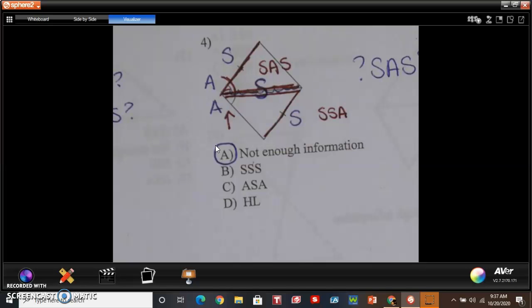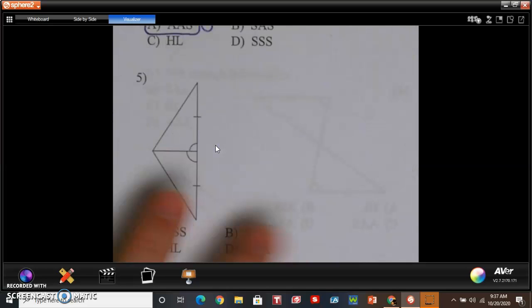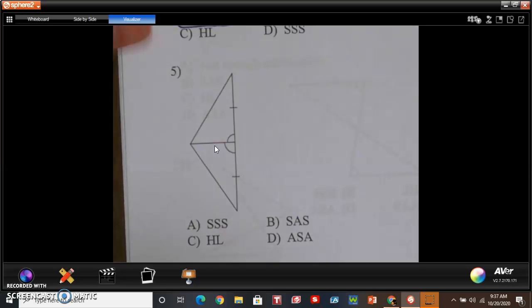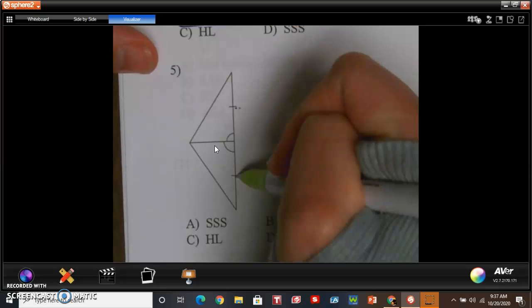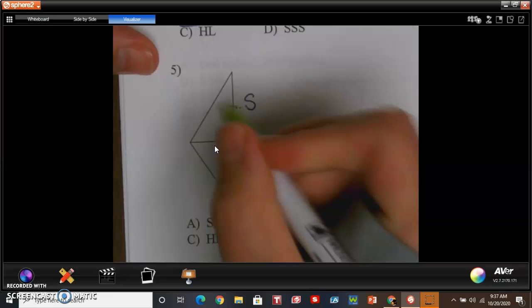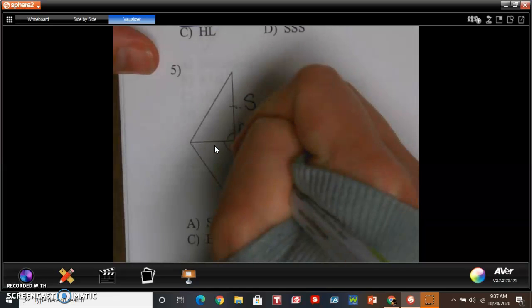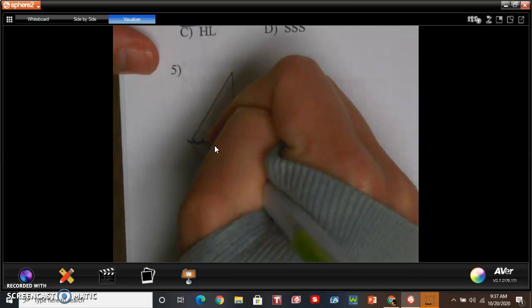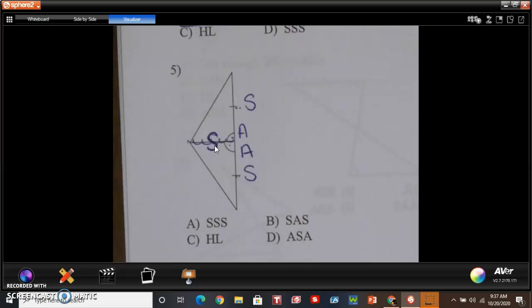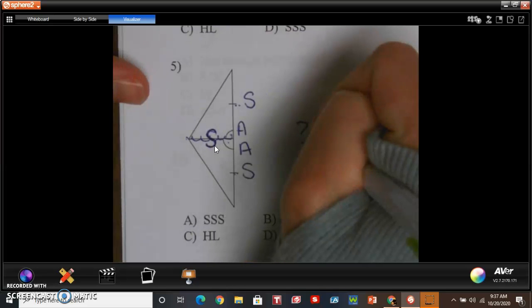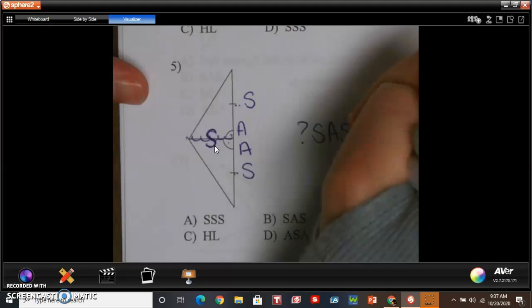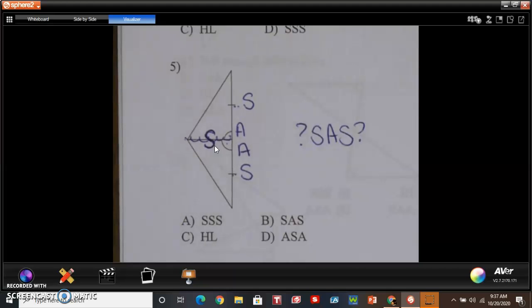Let's look at number 5 and number 6. Okay? So looking at number 5 here, I have 1 dash mark. Those are S's. I have 1 arc. Those are A's. And I have a shared side. Okay? So again, we're dealing with 2 sides and an angle. So we're looking to see, does it satisfy side, angle, side? So what we need is for that angle to be between our 2 sides.